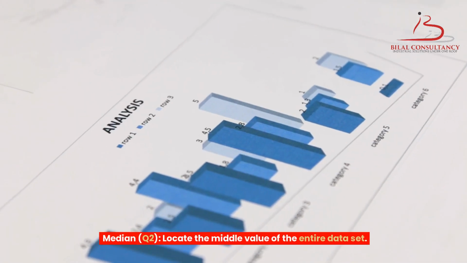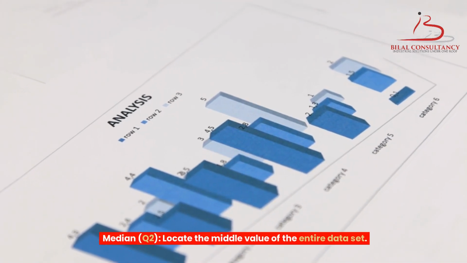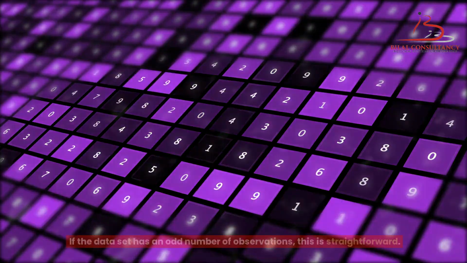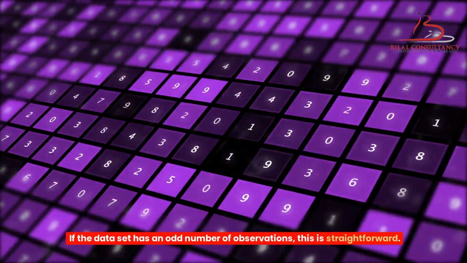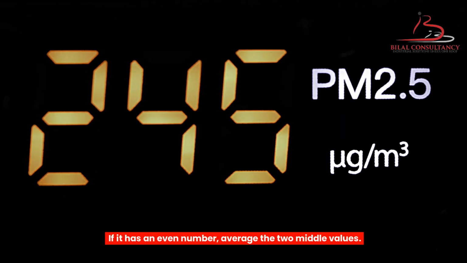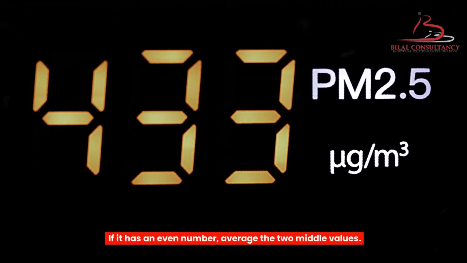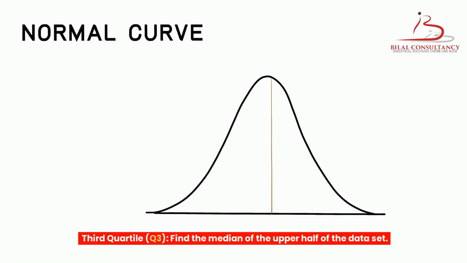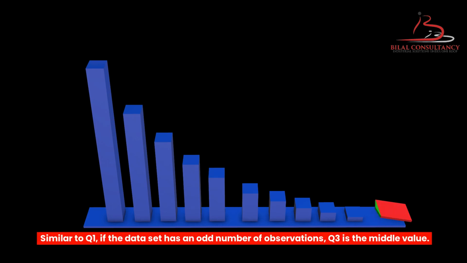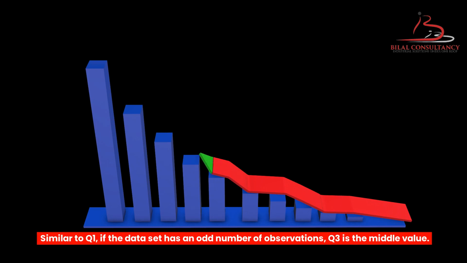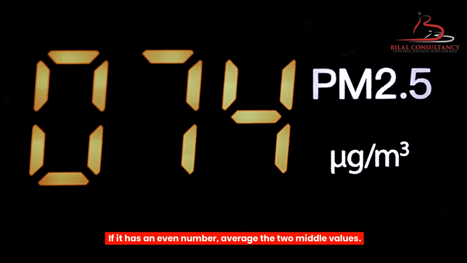Median, Q2. Locate the middle value of the entire data set. If the data set has an odd number of observations, this is straightforward. If it has an even number, average the 2 middle values. Third quartile, Q3. Find the median of the upper half of the dataset. Similar to Q1, if the dataset has an odd number of observations, Q3 is the middle value. If it has an even number, average the two middle values.